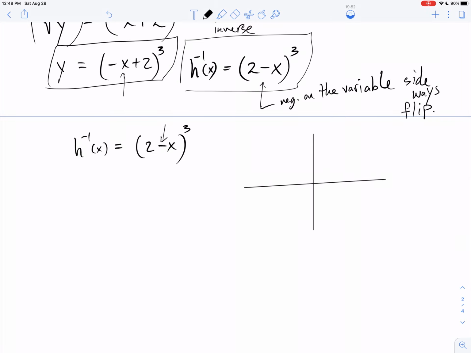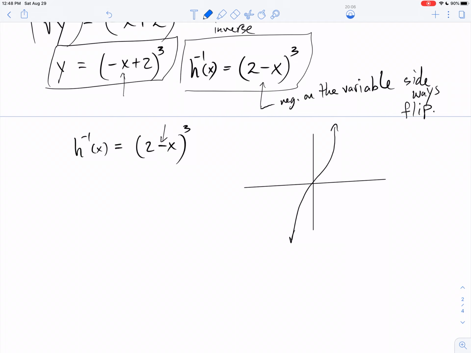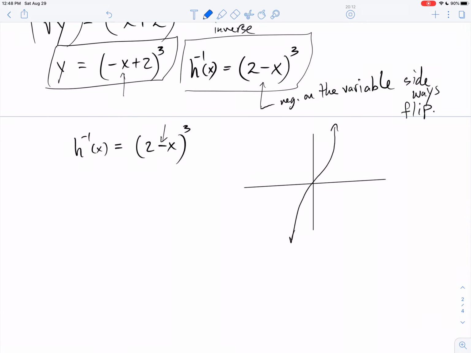Here's the thing about a cubic. If you take a cube function, all right, now watch this. I'm going to use different colors. If you take a cubic function and flip it sideways, everything that's over here is going to go over there. Everything that's over here is going to go over there. So if you flip it sideways, it looks like this when you flip it. That's a sideways flip.